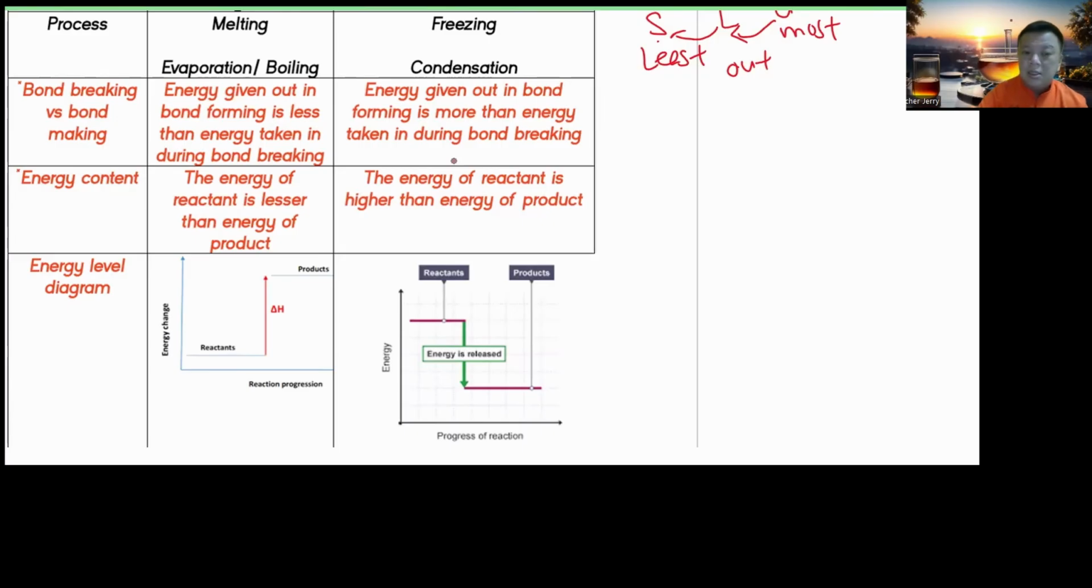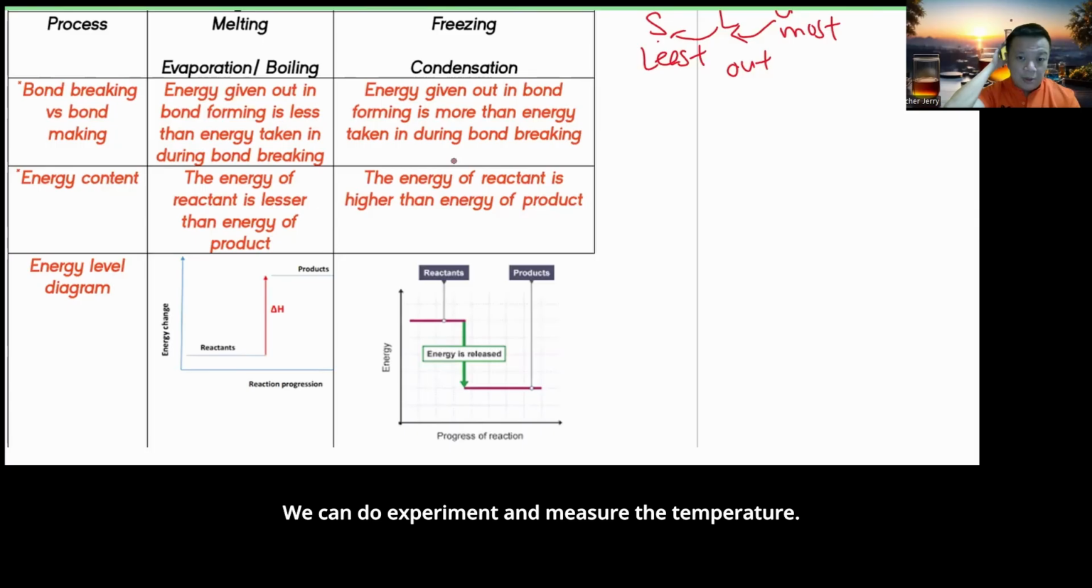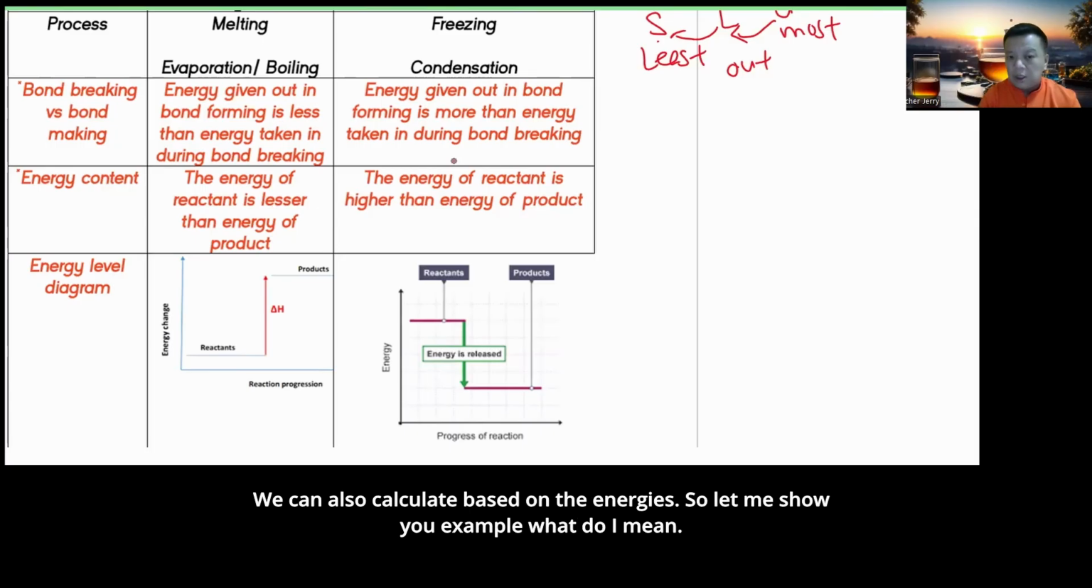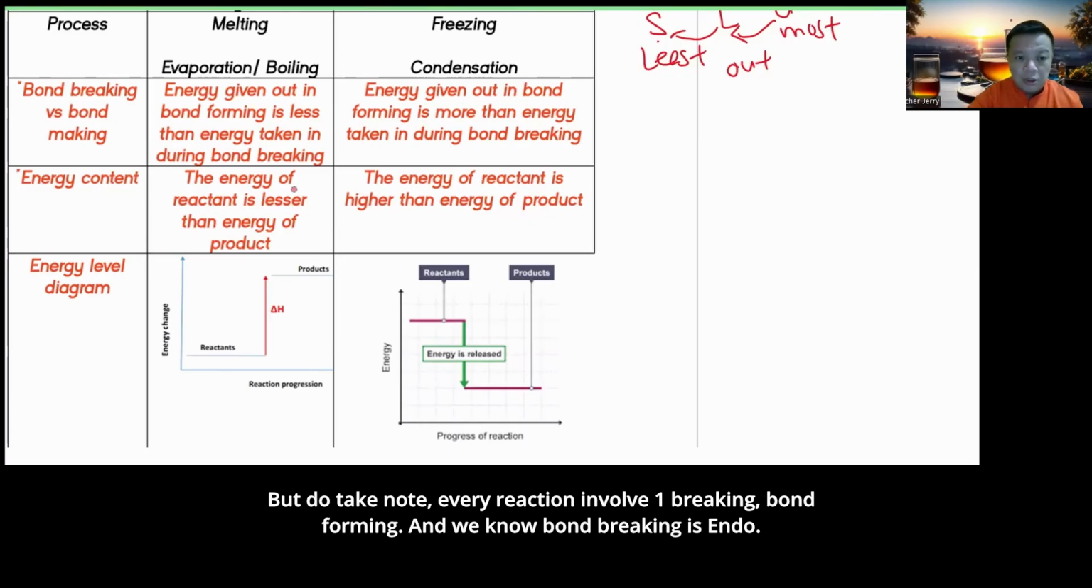So basically, for the pure chem students, the second part of energetics is that we need to learn how to calculate. There are many ways to look at whether a reaction is exo or endo. We can do an experiment and measure the temperature. We can also calculate based on the bond energy. So let me show you an example. But do take note, okay?